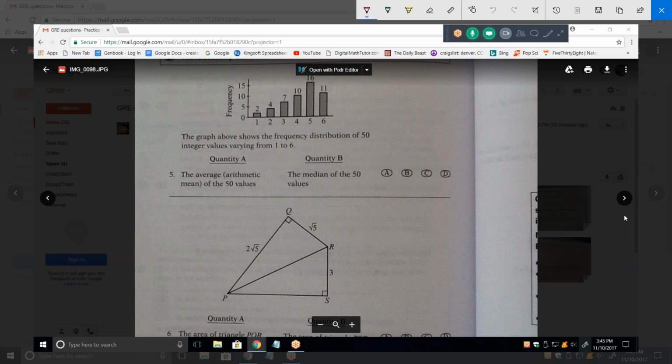The frequency distribution of 50 integer values varying from 1 to 6. That means you had 2 number 1s, you had 4 number 2s, you had 7 number 3s, and so forth. Right. If you add up all those numbers, they have to total 50.